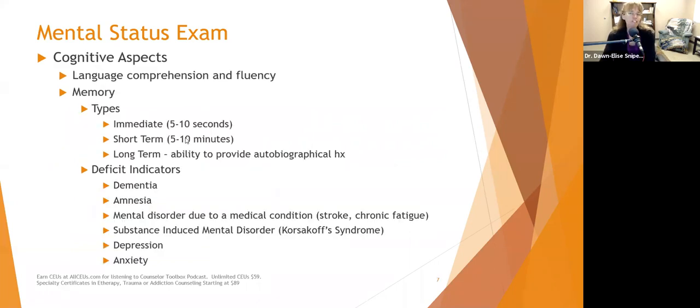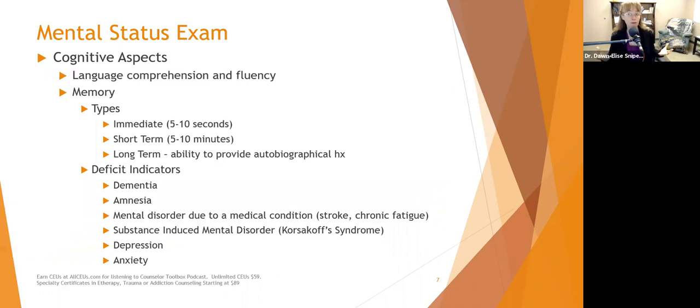We want to pay attention to language comprehension and fluency. Do they understand? Do they use a variety of words, or are they very limited in their vocabulary? If this is a person with English as a second language, then obviously their fluency is going to be different. Ideally, you're doing the assessment in their native language.